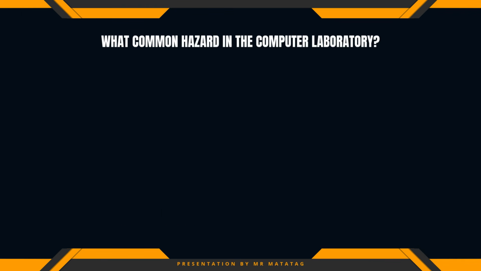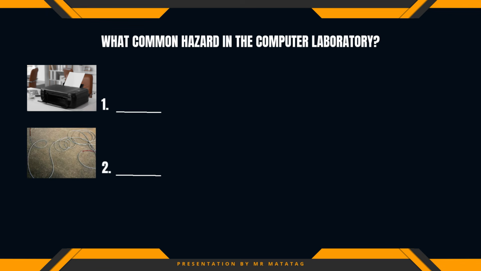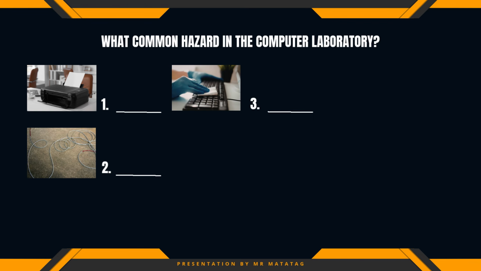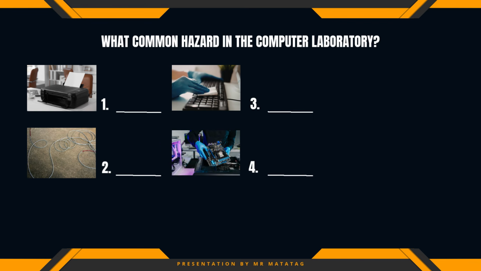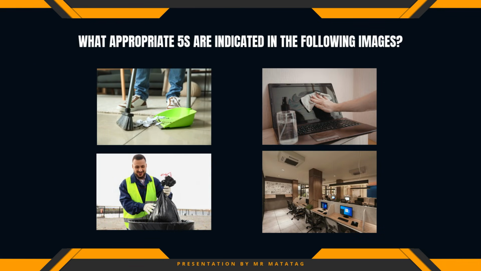Now, let's look at some common hazards we might encounter in a computer laboratory. 1. Inkjet printer. 2. Running cables on the floor. 3. Keyboard cleaning chemicals. 4. Inside computers and electronic equipment. 5. Slippery floor. What appropriate 5S's are indicated in the following images?